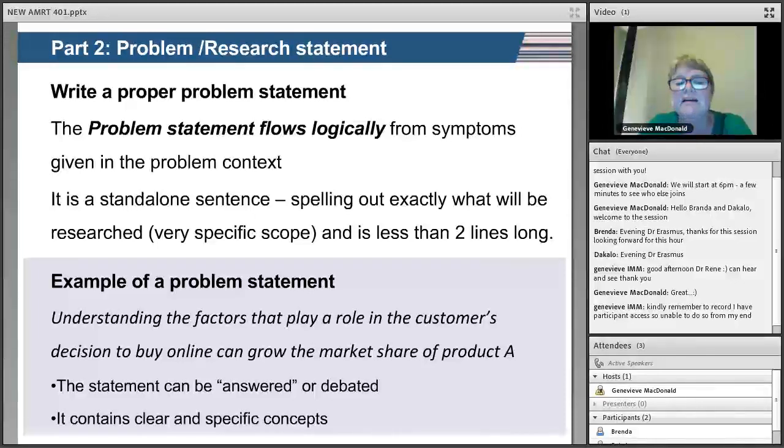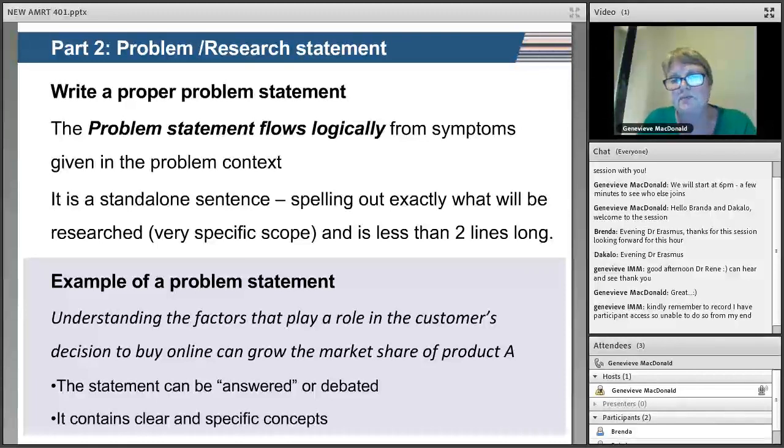It is a standalone sentence. It is not part of a long paragraph that I have to go and look and decide what you actually meant to be the problem statement. It stands alone, separately, very specific scope, less than 2 lines long. So say for instance a problem statement is understanding the factors that play a role in the customer's decision to buy online can grow the market share of product A.